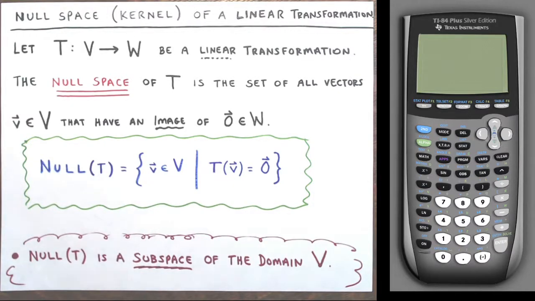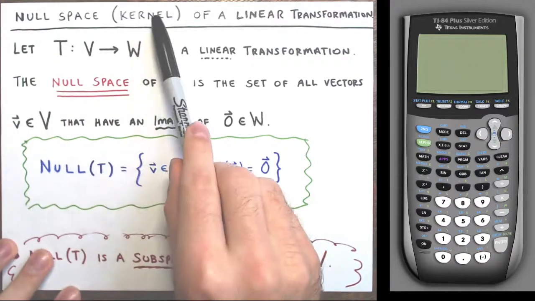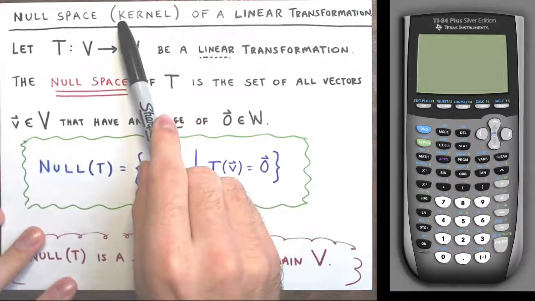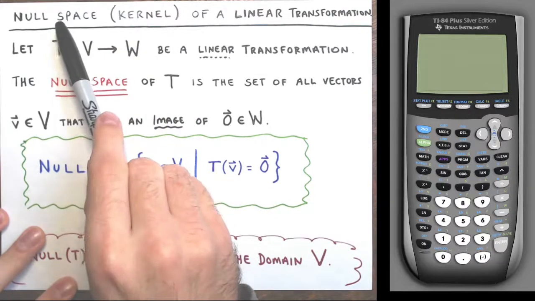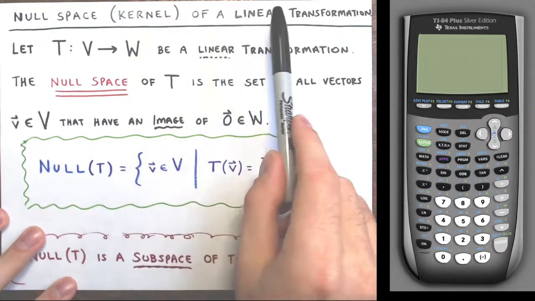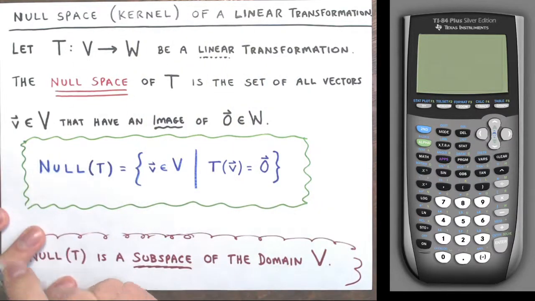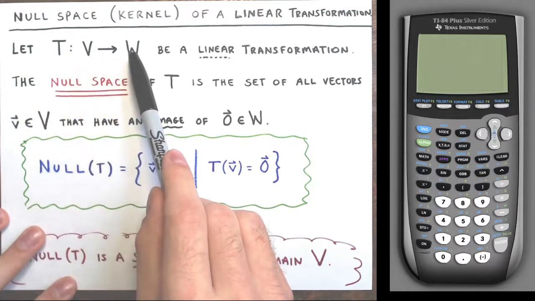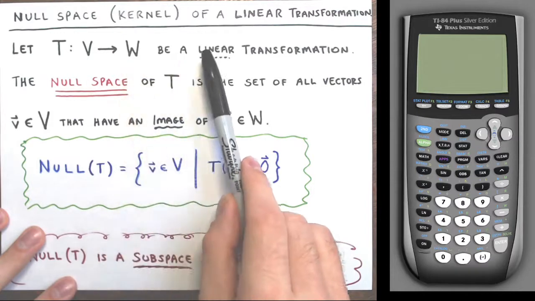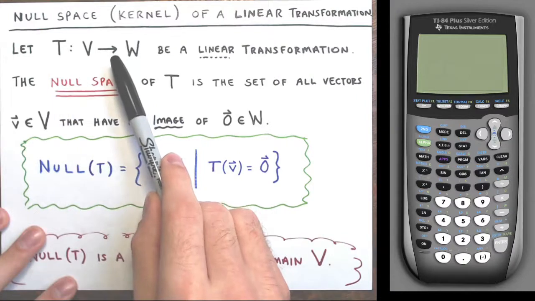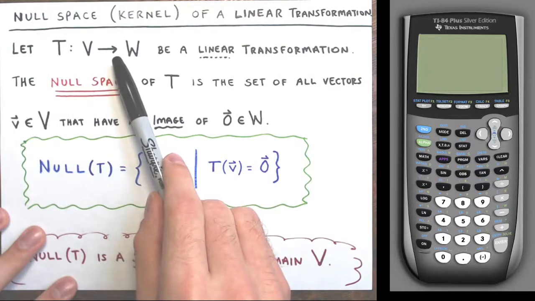So what is the null space? Or again, like I said, and I'm not going to use this word too often, but you will see this in some textbooks, the null space of a linear transformation is sometimes referred to as the kernel of that linear transformation. Suppose we're given a transformation from vector space V into vector space W that is a linear transformation. So this satisfies the additivity and homogeneity properties that need to be satisfied for a transformation to be linear.